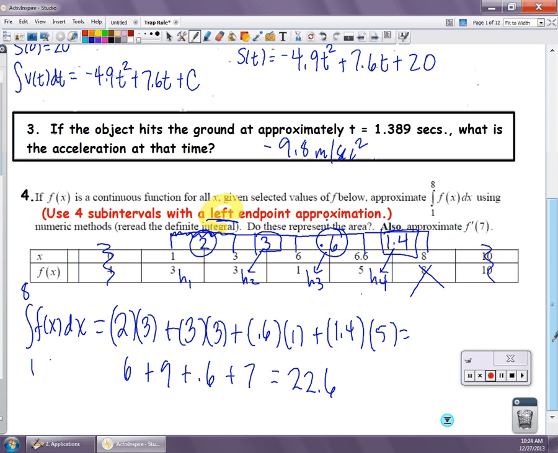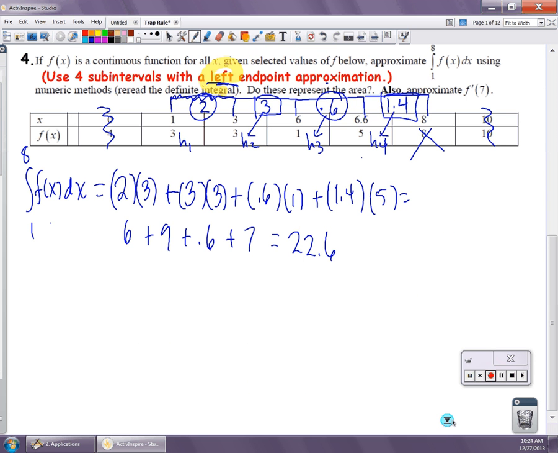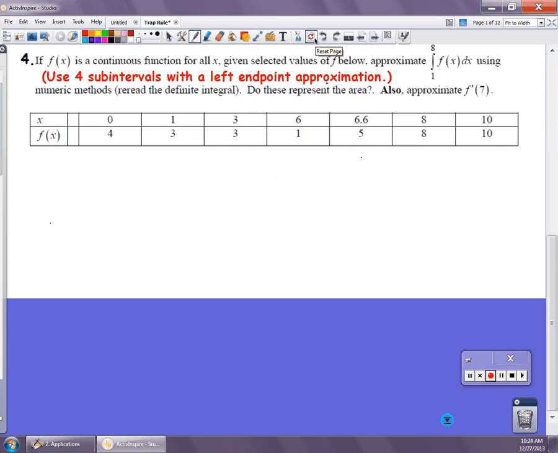And then the last thing that I'm asking you to do here is to approximate the derivative of f at 7. This is kind of a review as we start heading back towards the exam. We have a table of values. Notice that the number 7 is in between 6.6 and 8. So there's a 7 somewhere in between here.